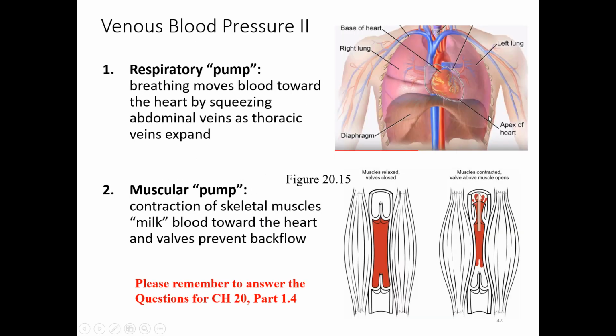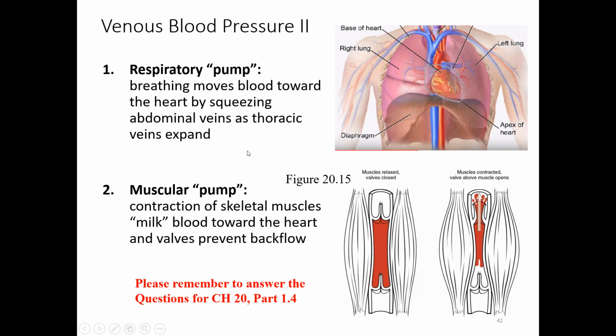That is our thoracic cage and a diaphragm, and here is the inferior vena cava, going all the way up to the heart to enter the right atrium. And respiratory pump, it's when breathing moves the diaphragm and changes the pressure. The blood is moved towards the heart by squeezing abdominal veins, and at the same time thoracic veins expand.